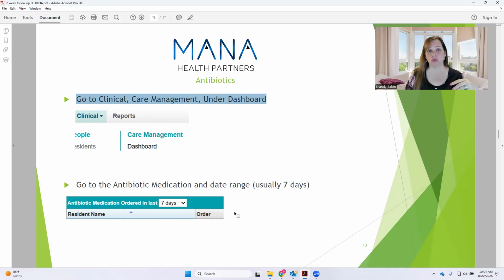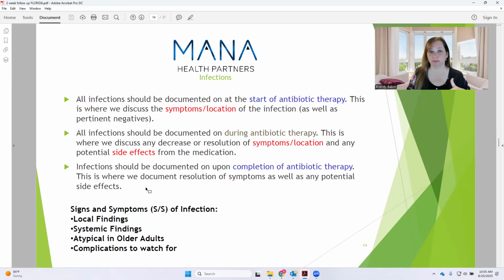And it will show you, again, because it's on your dashboard, and your dashboard you'll spend a little bit of time on. It's going to show you everyone that's current with antibiotics. It doesn't show you what they just completed. If it's a resolved antibiotic, it will fall off this list.